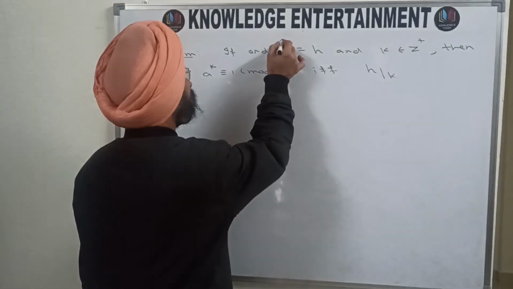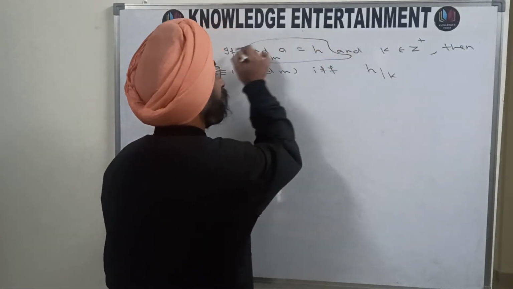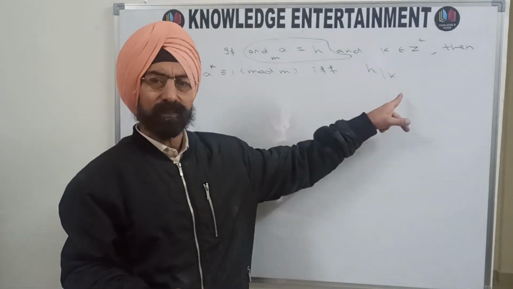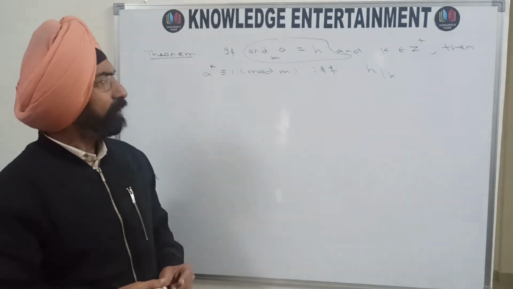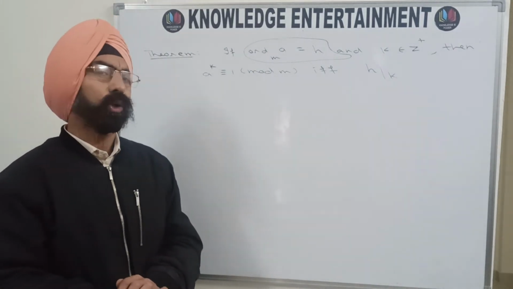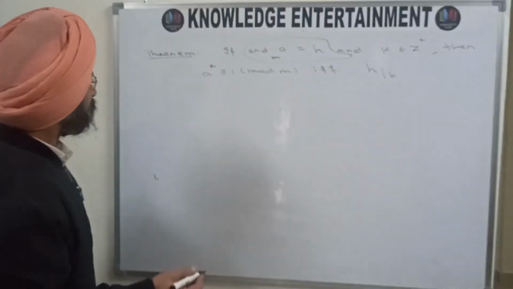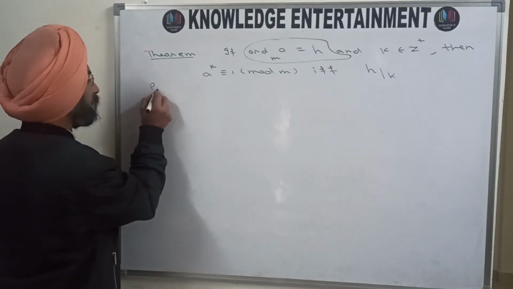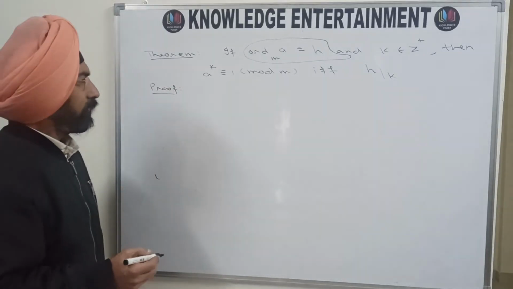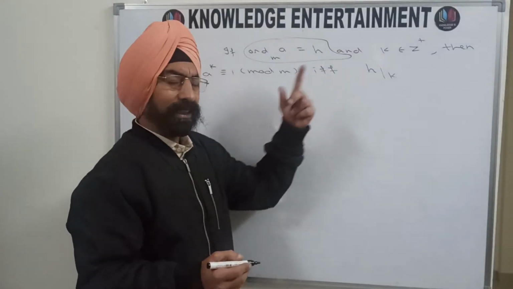This is given to us, and we have to show this if and only if this. Since we have if and only if here, that means the converse of the theorem is also required to be proved. So let us start with the direct part first and then we will move on to the converse. First suppose that h divides k.